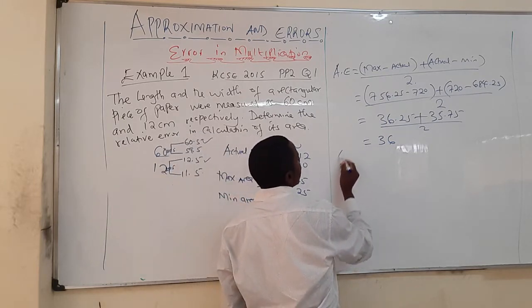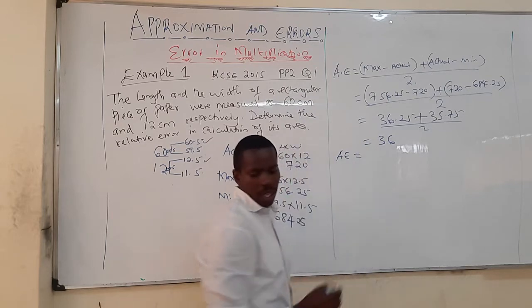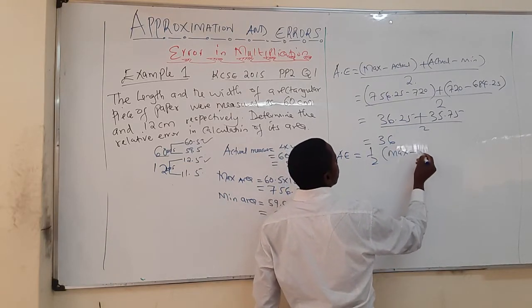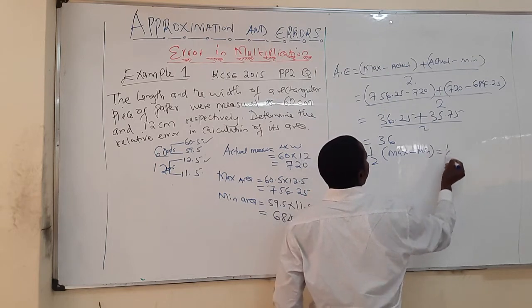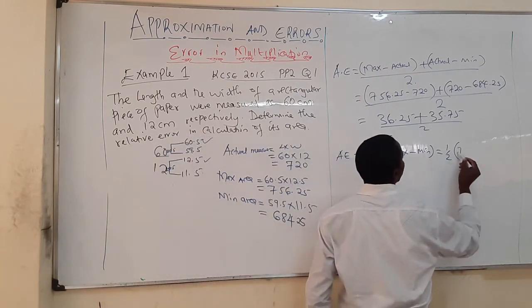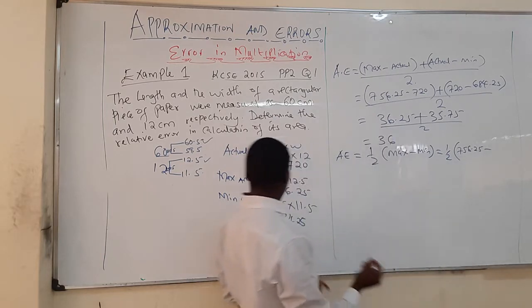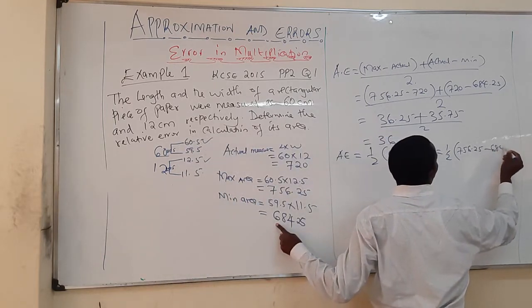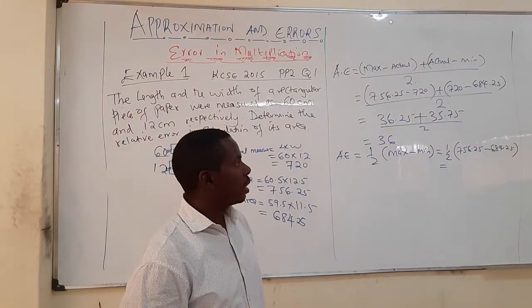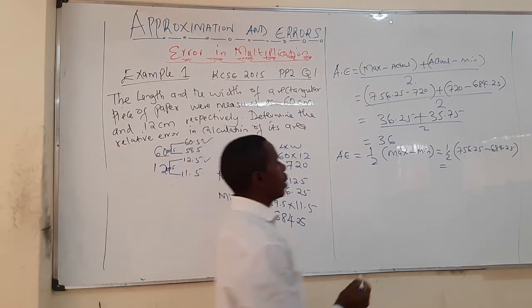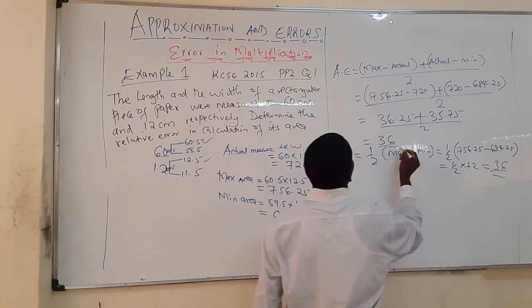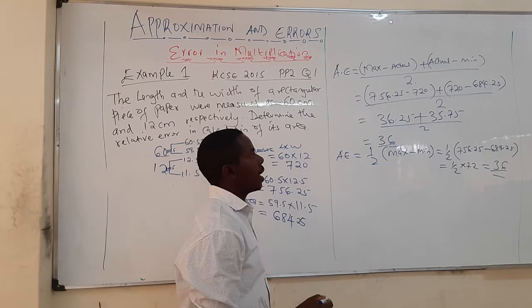Alternatively, for the absolute error, you can also get it as half of the maximum minus the minimum. That is a half of the maximum, we have 756.25 minus 684.25, and when we subtract the two, 756.25 minus 684.25 is going to be 72, and half of that one is going to be 36. So that's how we get the absolute error using that method.